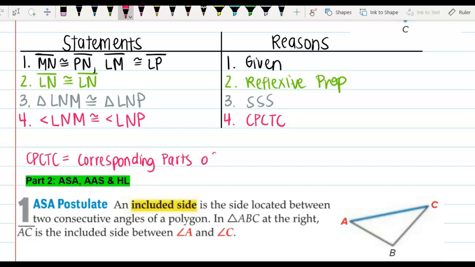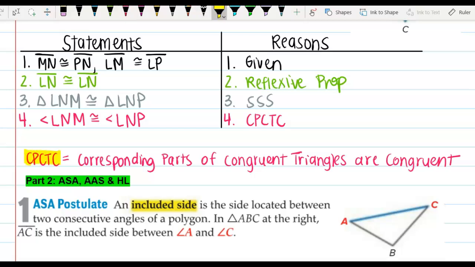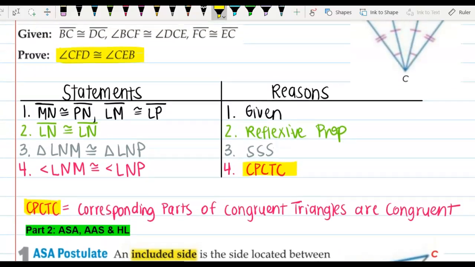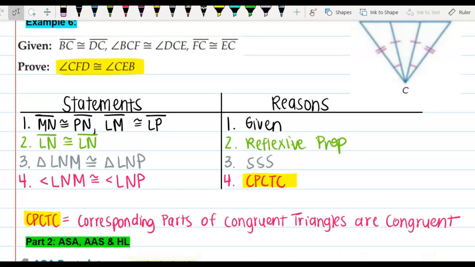parts of congruent triangles are congruent. Okay, so this is going to be used anytime we have an extra statement following this congruent statement. So notice, we had the triangle congruent to triangle, and then we had this extra statement. Anytime we have an extra statement after the congruent triangle statement, we use CPCTC. Okay? And that is part 1 of step 16.